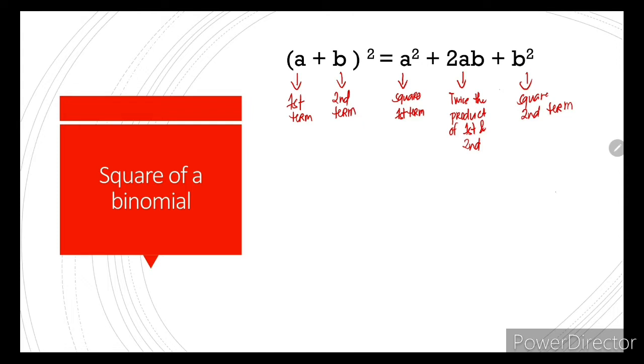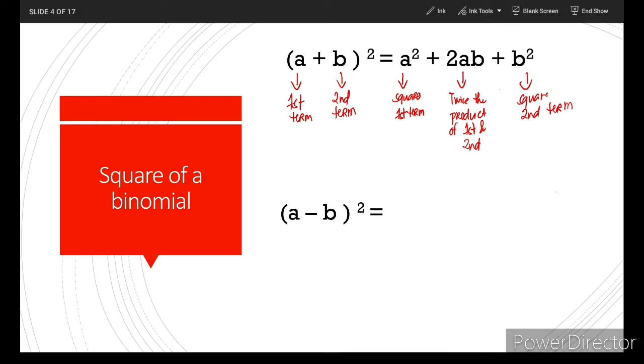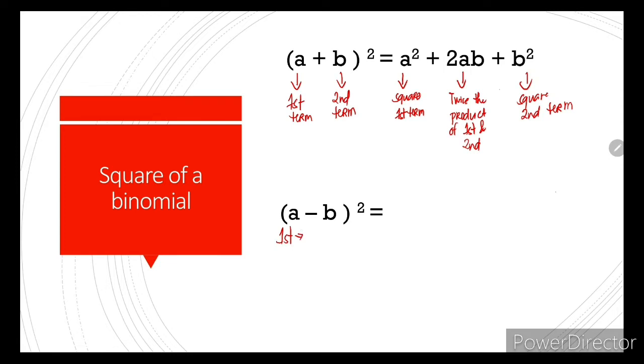Okay, tatandaan natin, lagi nating i-apply yan. Okay, let us try quantity a minus b squared. So our first term here is a and our second term here is negative b. Okay, apply natin. A squared, so ibig sabihin square ng first term which is a squared, plus twice the product of the first term and the second term, so 2 times a times negative b, plus b squared which is negative b squared.